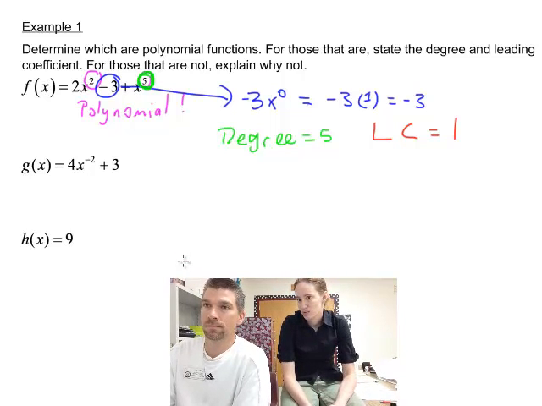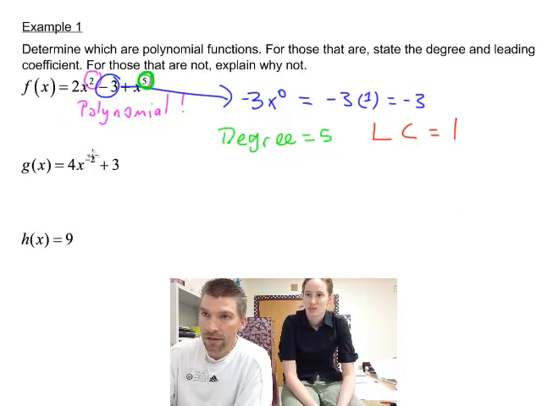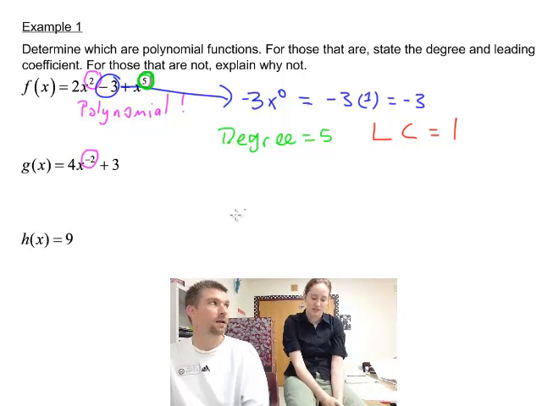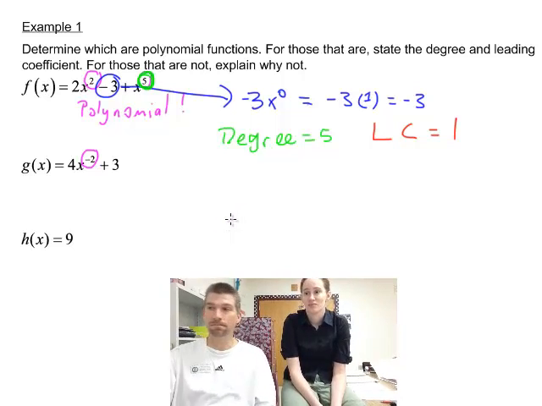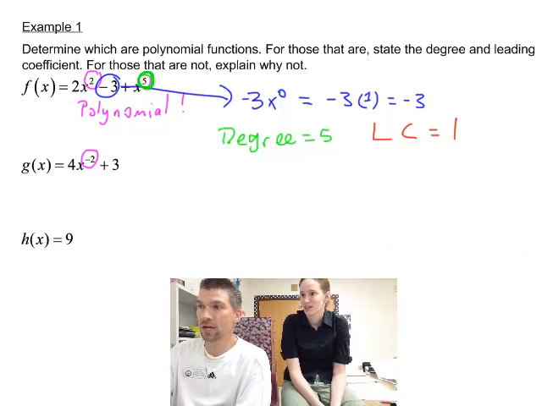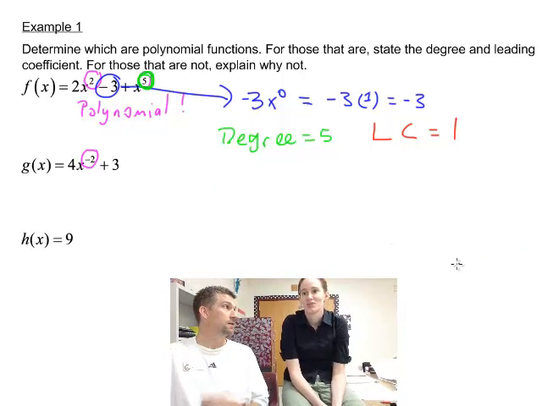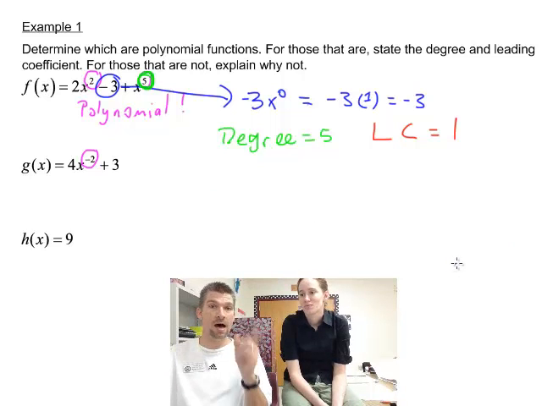G of x equals 4x to the -2 plus 3. Is that a polynomial? The evidence is right here inside the exponent. We cannot have a negative exponent and have it be a polynomial function. I say shenanigans. No, really, that's the way it works. It's shenanigans, as in not a polynomial.